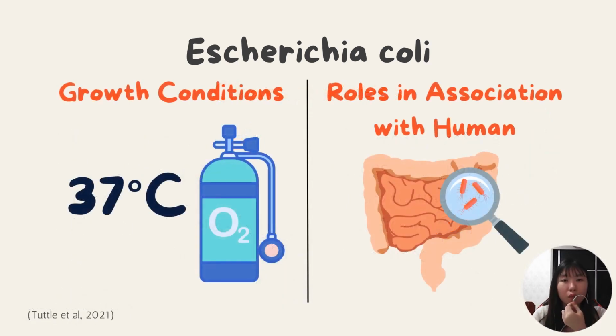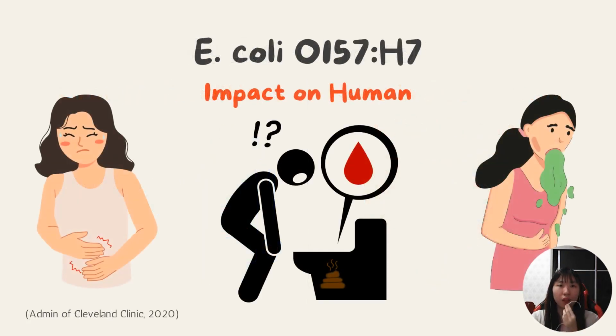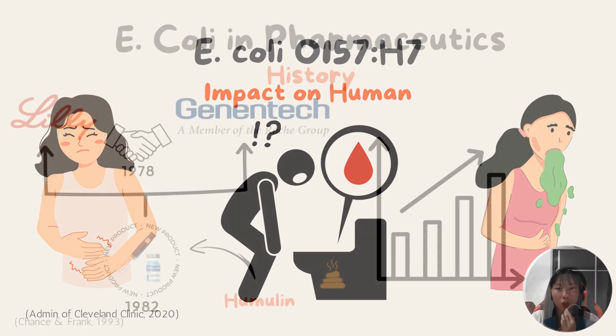Alright. So now we will move on to the growth conditions of E. coli. E. coli grows optimally at 37 degrees Celsius under aerobic conditions. However, there are some virulent strains like O157:H7 that can cause diseases such as UTI, Crohn's disease, and hemorrhagic colitis. The common signs and symptoms include abdominal cramps.